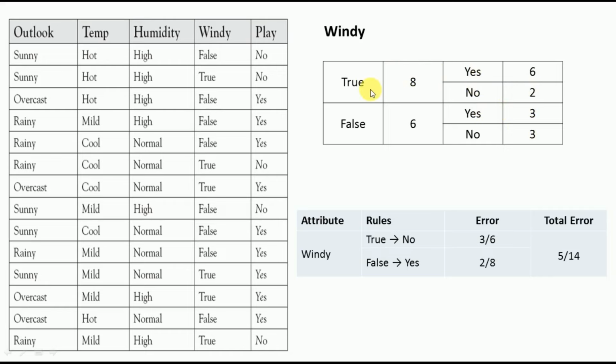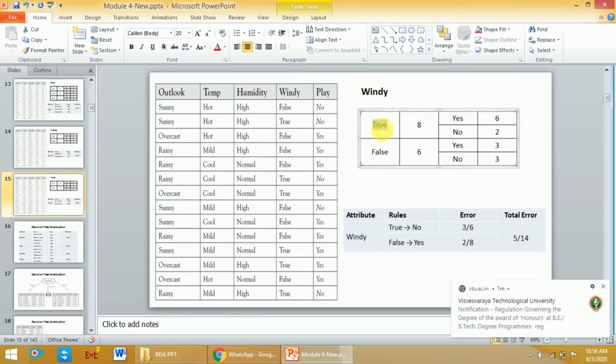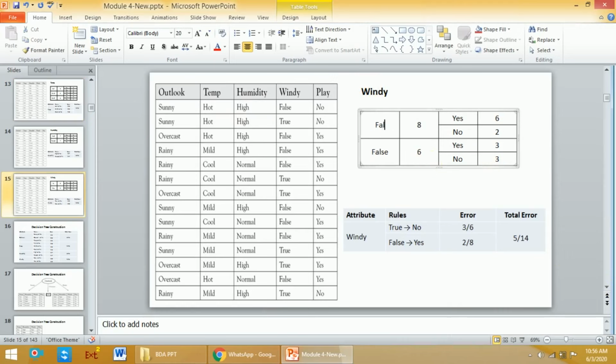Now what should be the rule for true? True should be equivalent to yes, because we will get 6 correct decisions and 2 incorrect decisions. Okay, I think we have a small mistake here. Actually it should be true here. This one should be false and this one should be true. So if you count it properly, I have made a small mistake, a typo you can say.